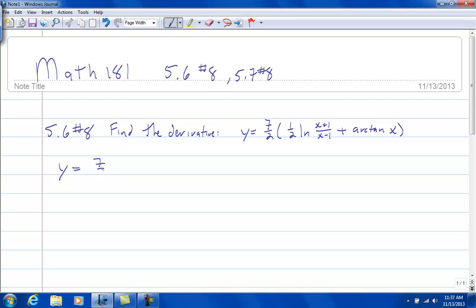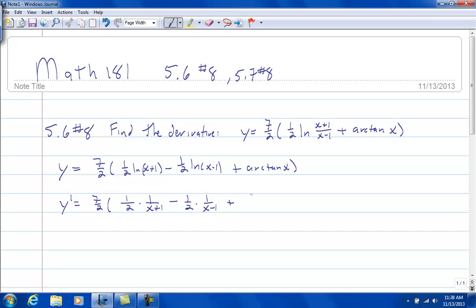Y equals 7 halves times 1/2 natural log of x plus 1 minus 1/2 natural log of x minus 1. So what I've done is I split up this natural log, and 1/2 is a coefficient for each of them. Then plus our arctangent of x. Now if we look at the derivative, y prime is going to be 7 halves times 1/2 times 1 over x plus 1 minus 1/2 times 1 over x minus 1 plus, and then the derivative of arctangent is going to be 1 over 1 plus x squared.